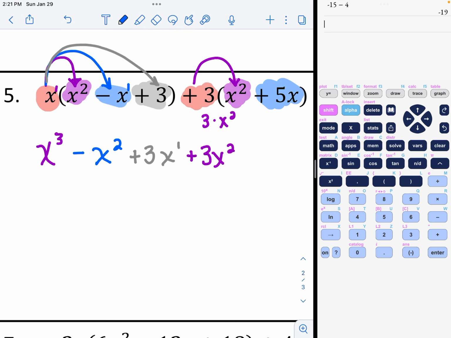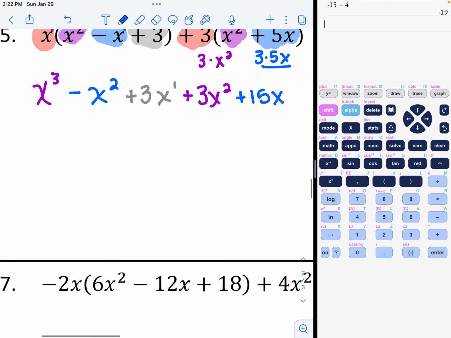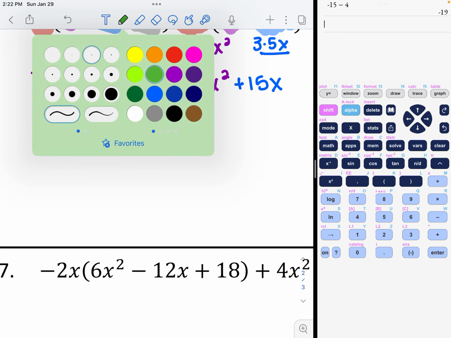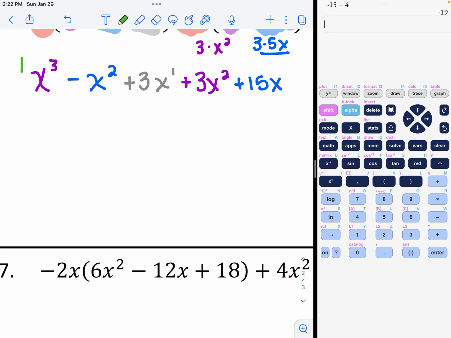Now let's see. I'm going to do a positive 3 times a 5x. So what is a positive 3 times a 5x? Well, that's just 15 with an x. Now it's time for us to look for like terms. So I'm going to go ahead and get my green. I only see that x to the third power. However, I see this x squared and this x squared. They're both x squared, so they have to get put together.